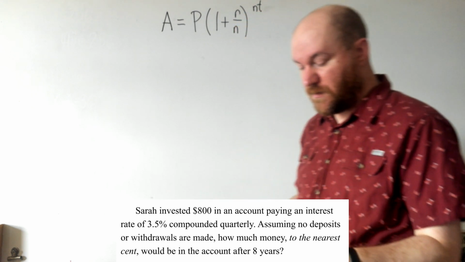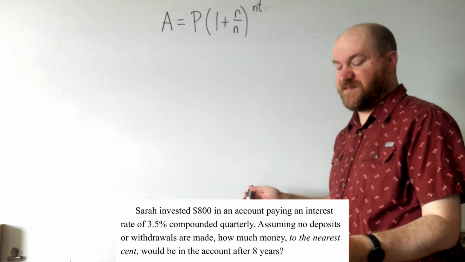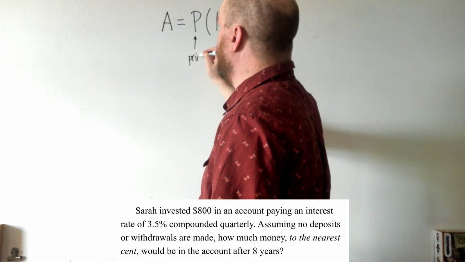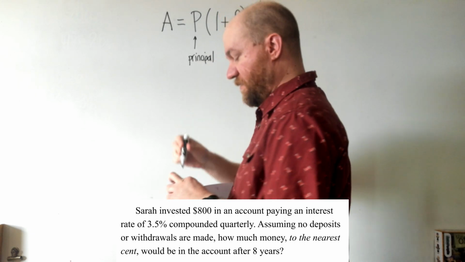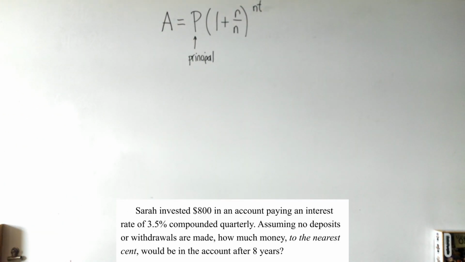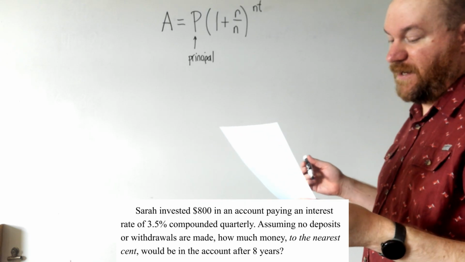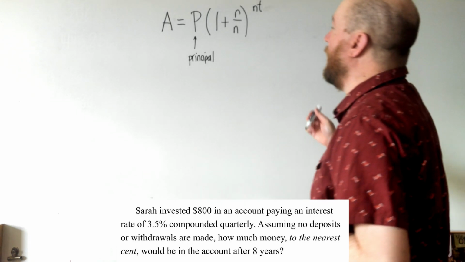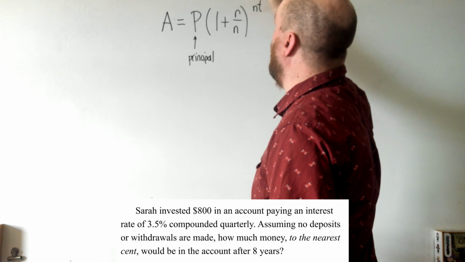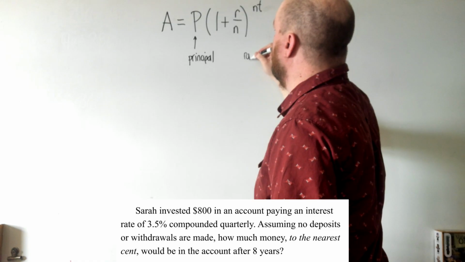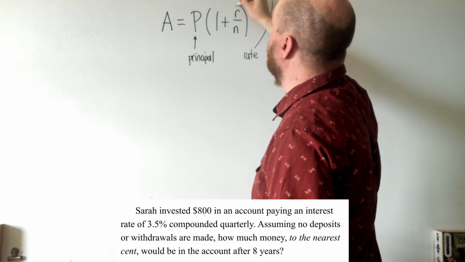Okay. So this question, Sarah invested $800. P in this formula is called the principal. And the principal value is how much money we started with. So in this question, Sarah started with $800. She had an interest rate of 3.5%. So the R here is the rate.